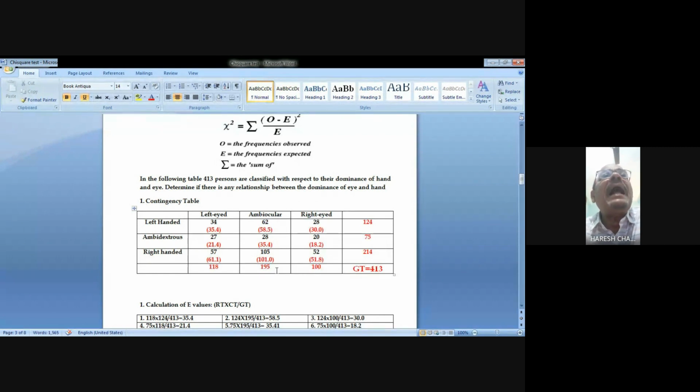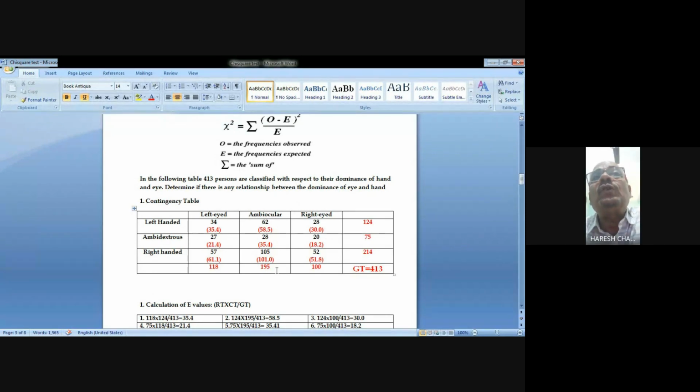Supposing left-handed and left-eyed, first cell in the first column: left-handed and left-eyed. How many people are there? Those who are left-handed and left-eyed: 34. Similarly, left-handed and ambiocular: 62. I hope all of you understand. Similarly, ambidextrous and ambiocular: 28, 20.